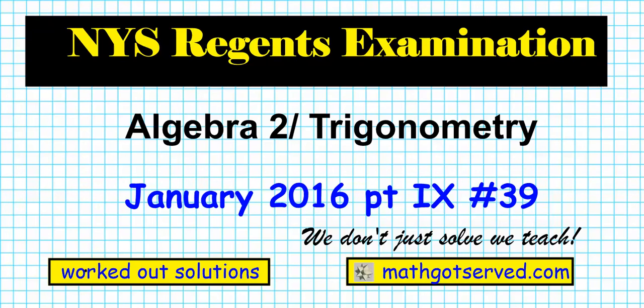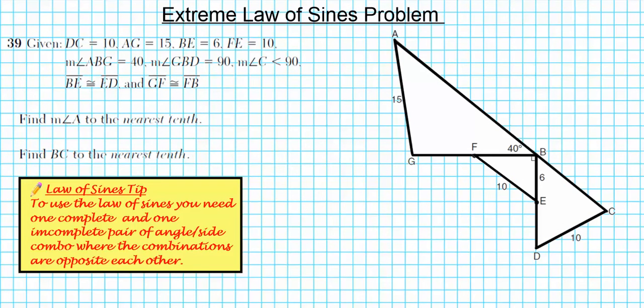In this clip, we're going to be going over problem 39 of the Algebra 2 Trig New York Regents exam for January 2016. I'm going to refer to this problem as the extreme law of sines problem. I'm giving it this title because in order to solve this problem, we're going to have to use the law of sines strategically multiple times in order to get the correct answers.